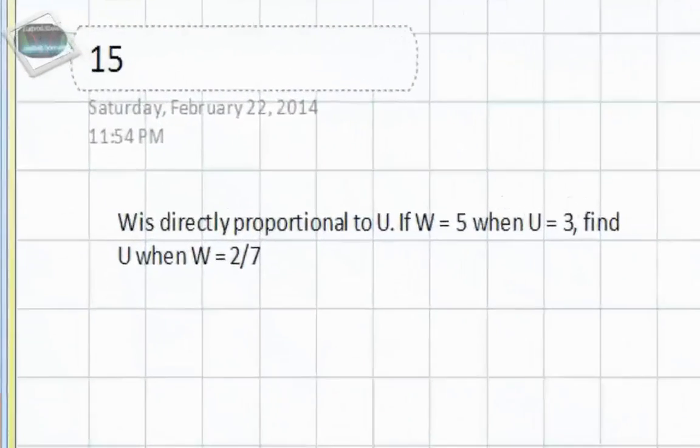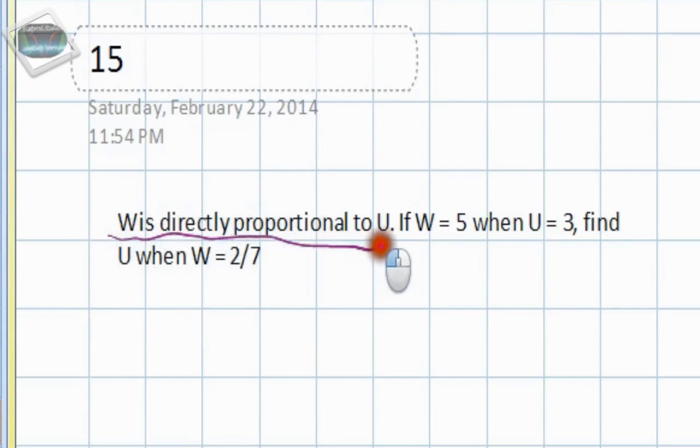Question 15 says W is directly proportional to U. If W equals 5 when U equals 3, find U when W equals 2 divided by 7. So what we want to do is start off with the first part. It says W is directly proportional to U. What this means is that W is equal to some sort of constant times U. And I just chose K as my constant.